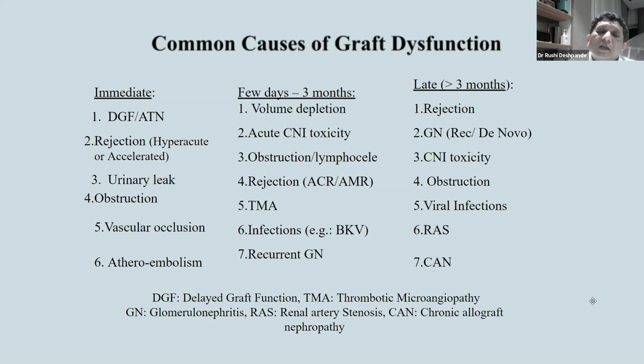Now, volume depletion is very important. So how are you going to avoid volume depletion? You're going to keep the intake as the urine output plus insensible losses. Average insensible losses in the early post-transplant period are around, say, 500 ml a day. So your intake should be output plus 500 ml a day to avoid volume depletion.